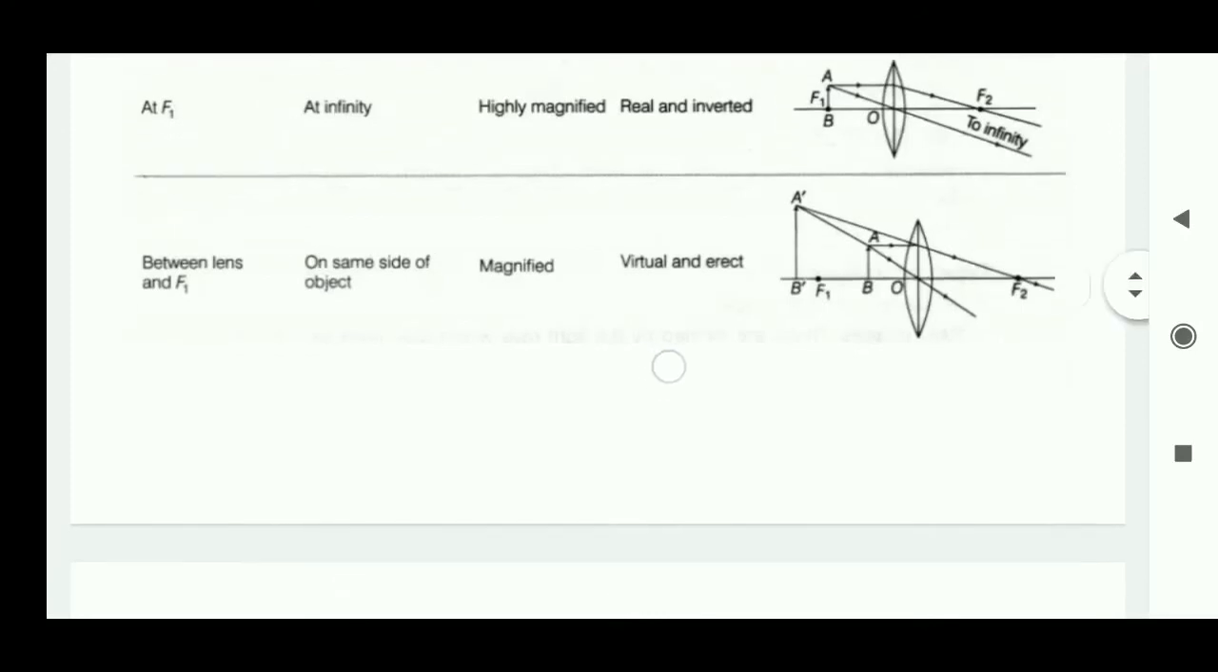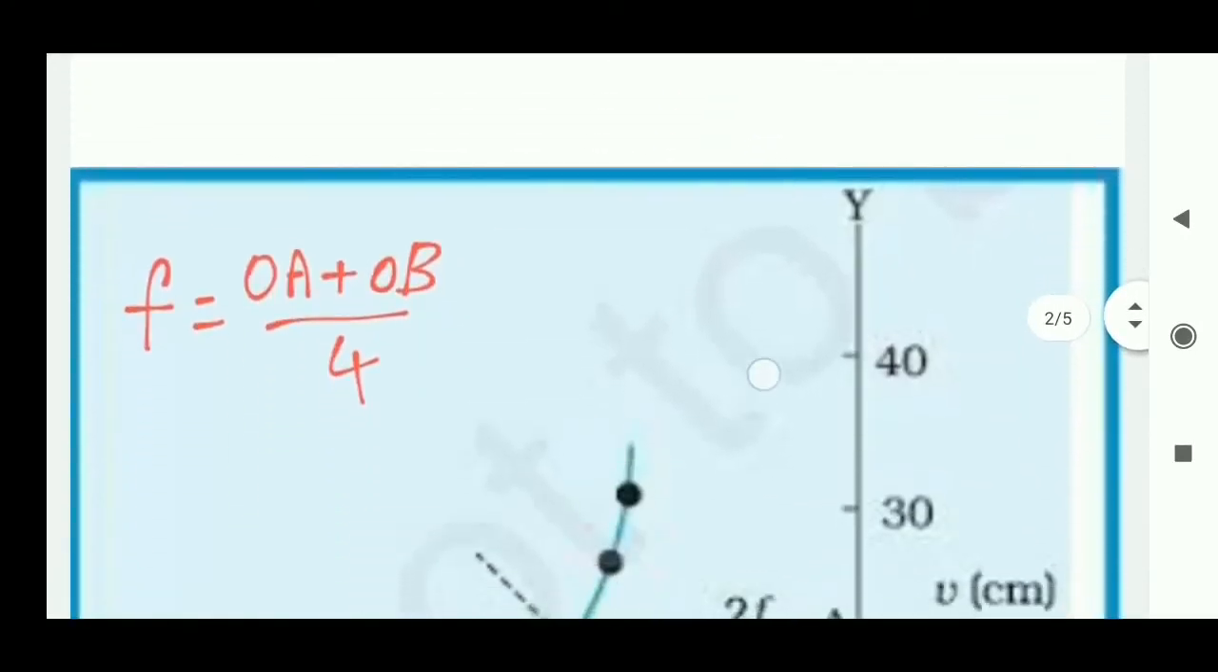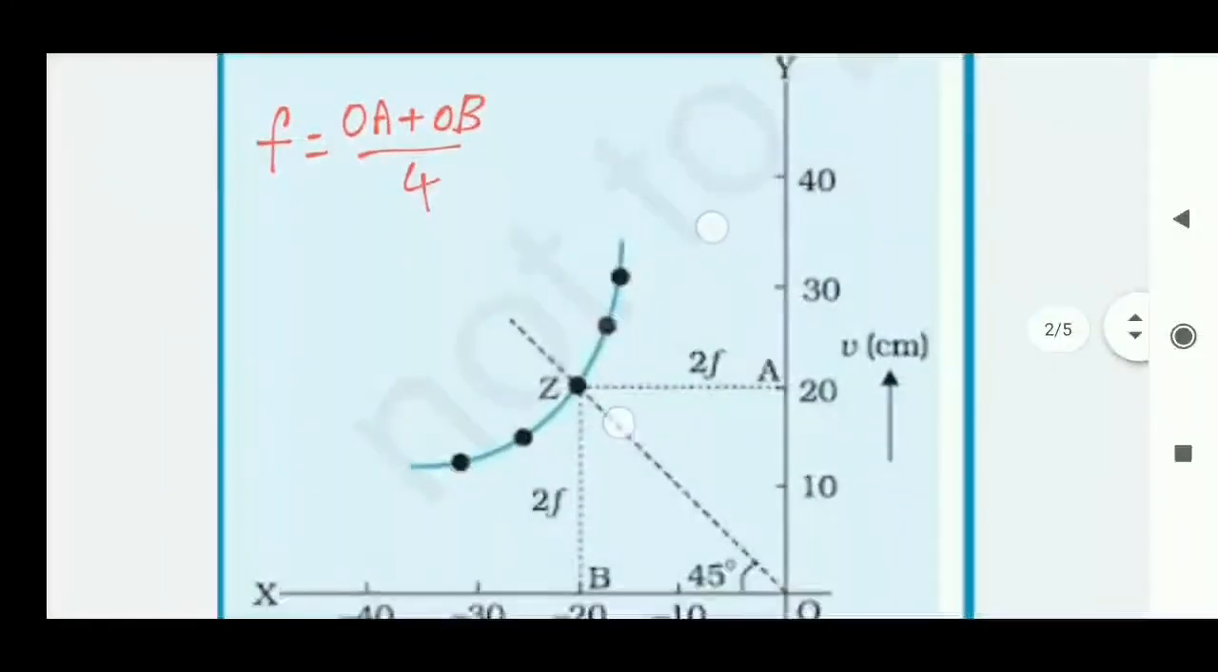Now we'll see the UV graph of this convex lens. U we always take on the front side, so that's why I take it as negative. And for a real image we get it on the back side, so we take that as positive. So V is positive, on the y-axis, and on the x-axis the object distance is negative. So we get a graph like this, and as U increases, the V value decreases. So we get a graph like this, a hyperbola.